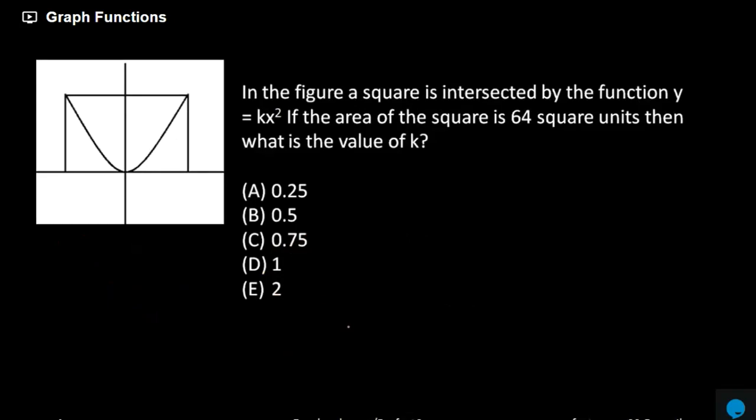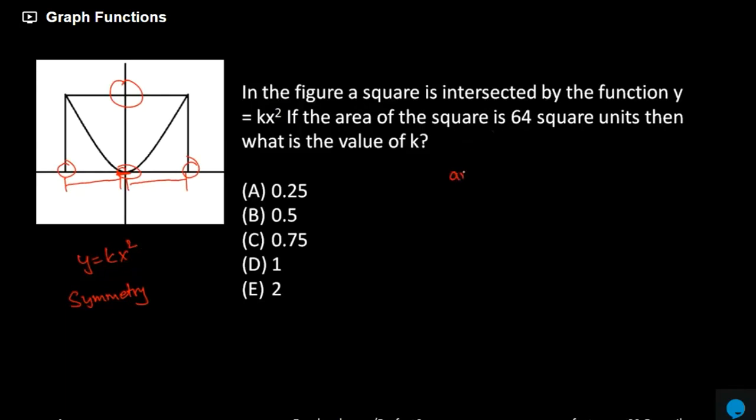So this question says that in this figure, a square is intersected by the function, and this is asking you the value of k. Again, focus on these points, guys. This point, this point, this point, and this point. Focus on these points. The function is y is equal to kx square. And since this is the smallest point, according to symmetry, the distance from here to here would be equal to the distance from here to here.